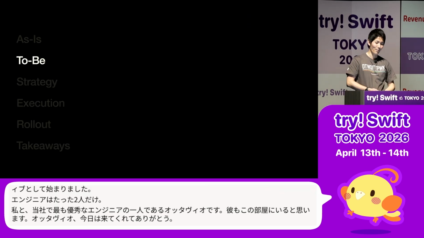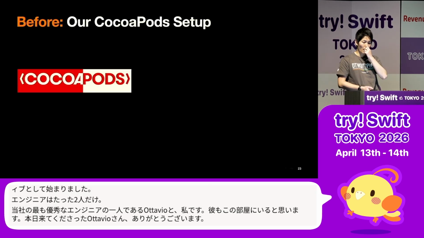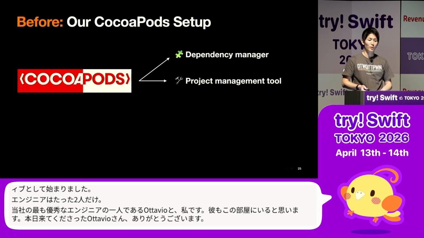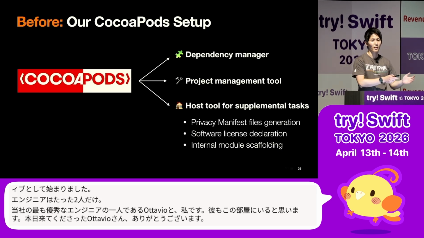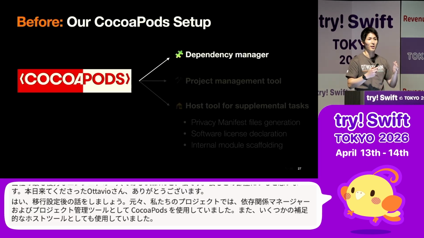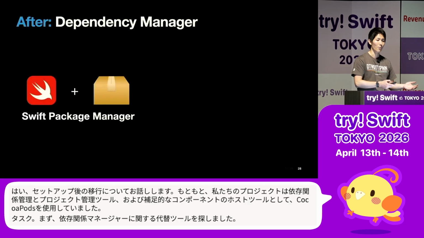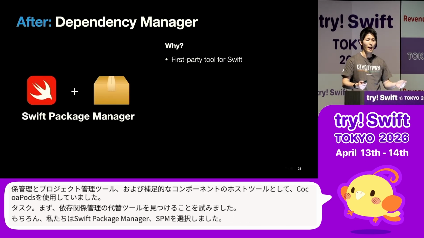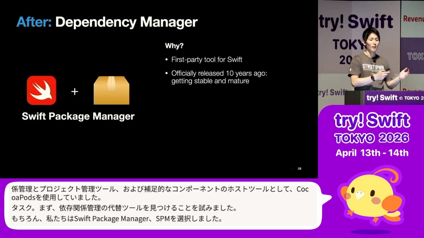Yay. Let me talk about the setup after the migration. Originally, in our project, we used CocoaPods as a dependency manager and a project management tool, also the host tool for some supplemental tasks. First, we tried to find an alternative tool for the dependency manager. Of course, we selected Swift Package Manager, SPM, because SPM is the first-party tool for Swift development, and it was officially released 10 years ago. It's getting stable and mature.